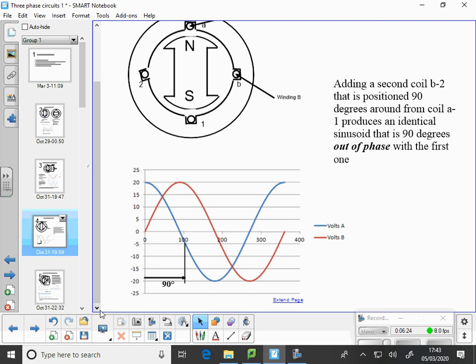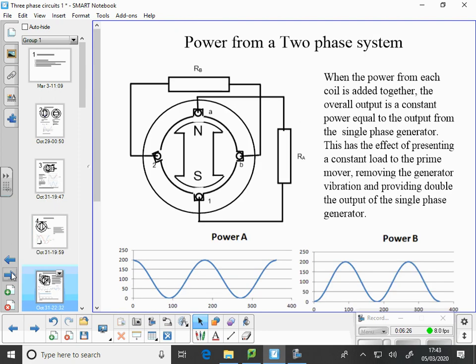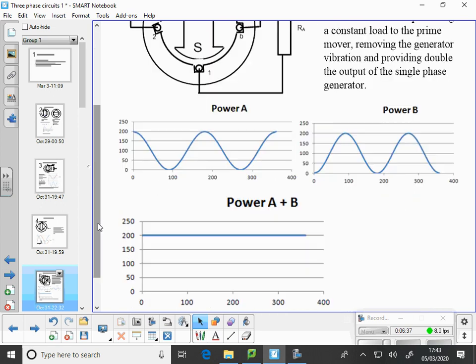If we then consider the power produced from there, we connect a load to both of the windings. When the power from each of the coils is added together, the overall power is a constant. So that's the power for A, that's the power from B. We add those two powers and we get a straight line at that peak of 200.